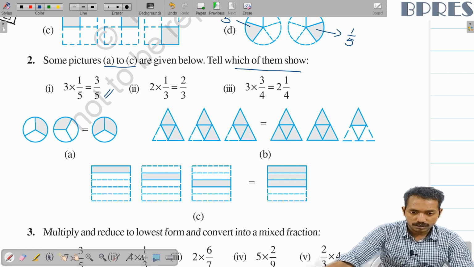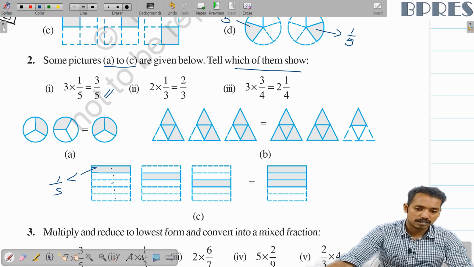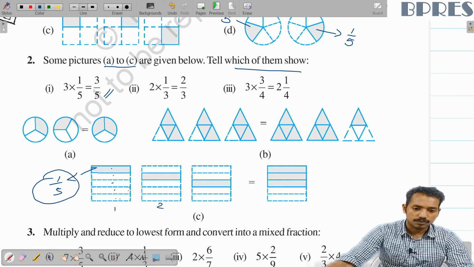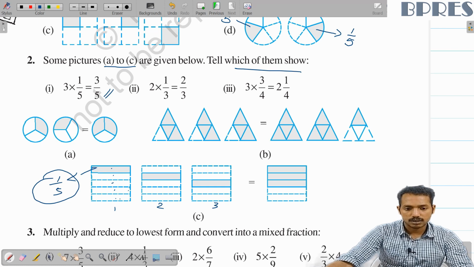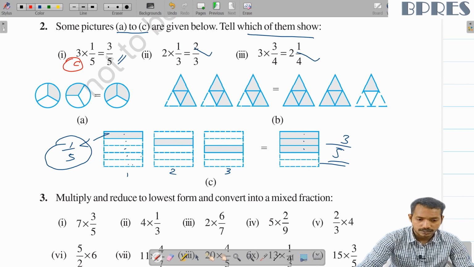You can see here. This shaded region represents 1 out of 5 because there are 1, 2, 3, 4, 5 equal regions. Out of the 5 equal regions, only one region is shaded, so it represents 1 by 5. How many 1 by 5 is there? 1, 2, 3. Clear? So 3 into 1 by 5 is equal to, now see here, 3 by 5, 1, 2, 3 out of a total of 5 regions. So 3 into 1 by 5 is equal to 3 by 5. So which figure is the correct one? Figure C is the correct option for this one.